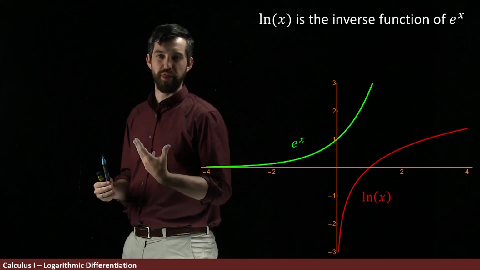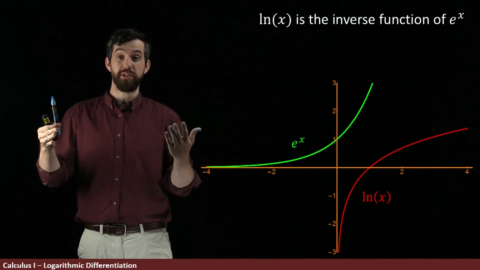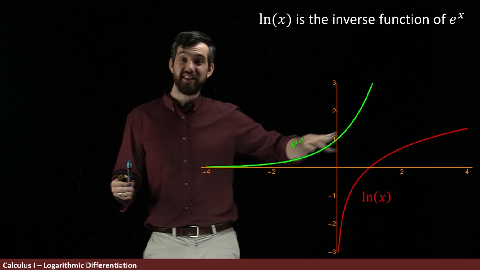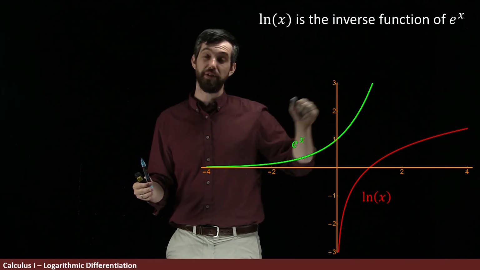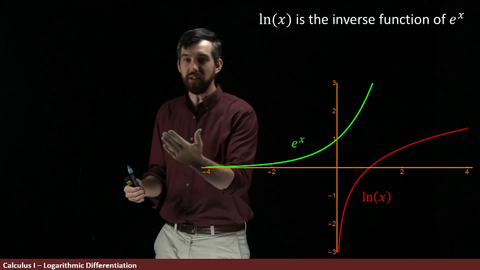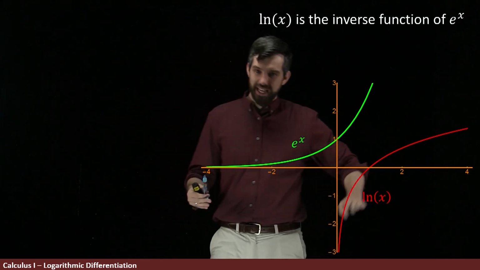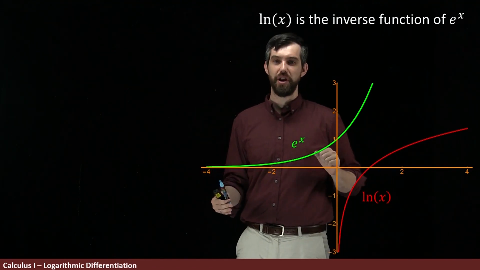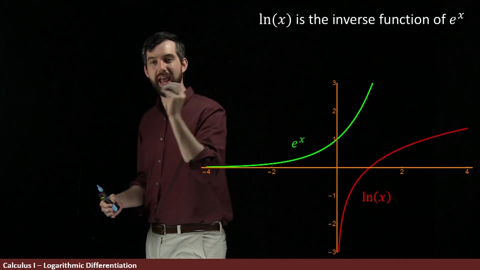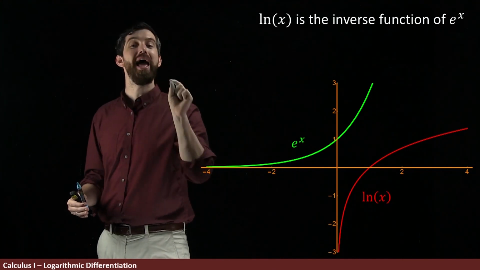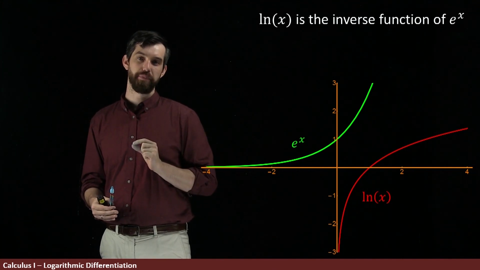The natural logarithm has a restriction on its domain. e to the x can only be a positive number, and what this results in is that the domain of its inverse can only be positive numbers. I can only compute the natural logarithm of x when x is a positive number.